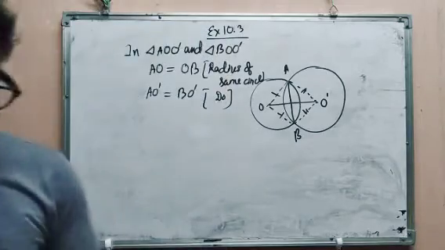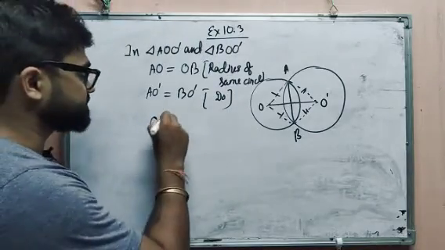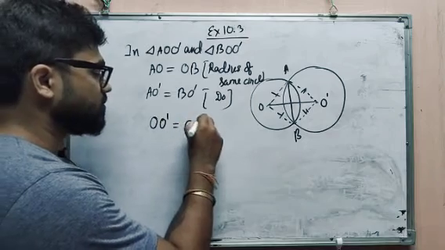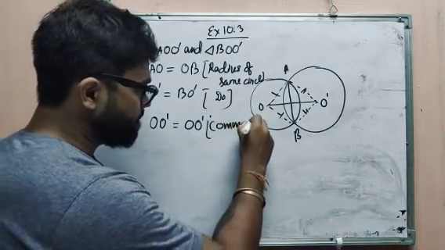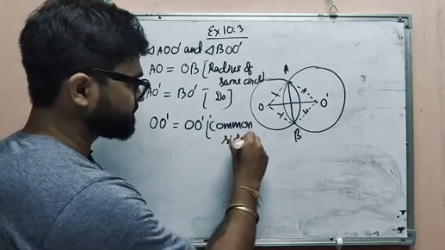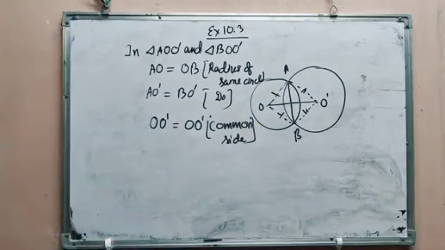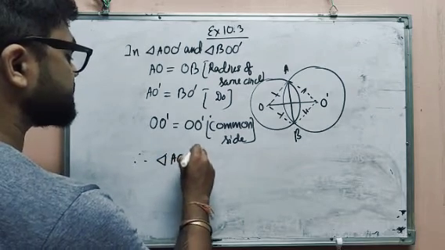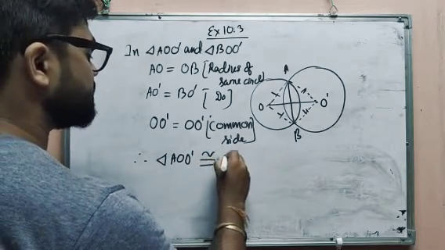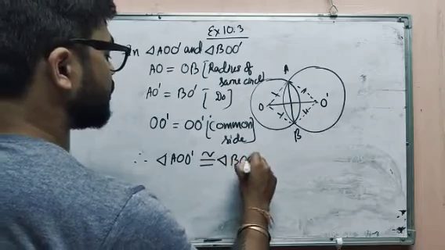Then you can say OO dash equal to OO dash, which is a common side. Therefore, you can say that triangle AOO dash is congruent to triangle BOO dash.